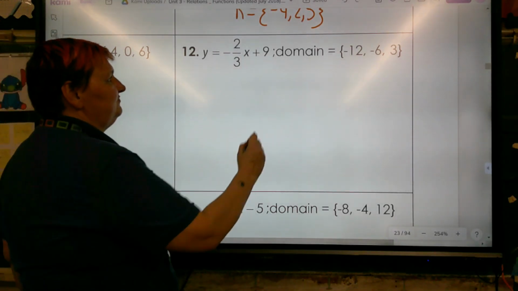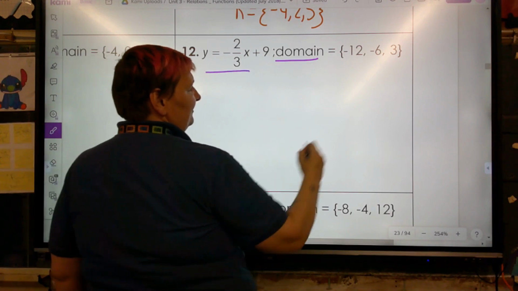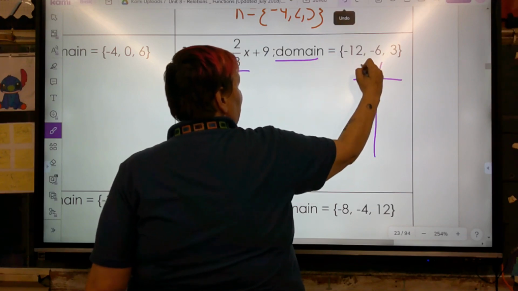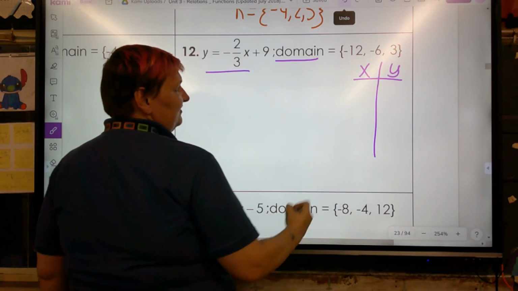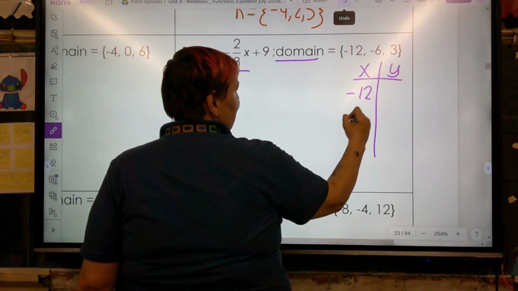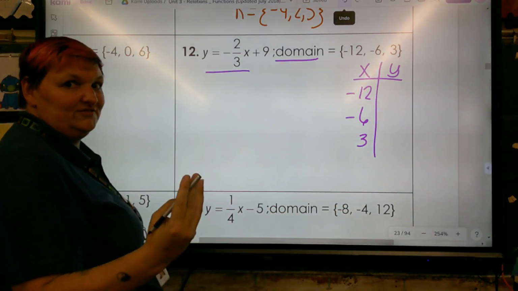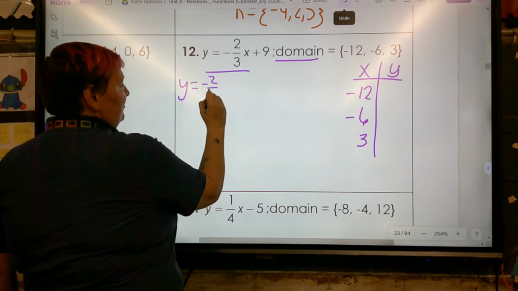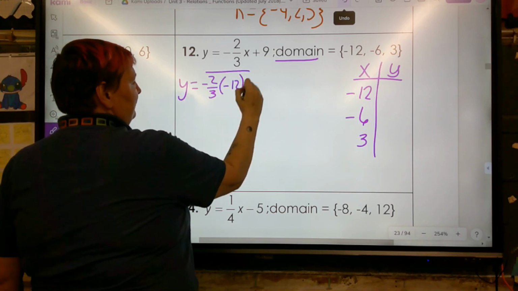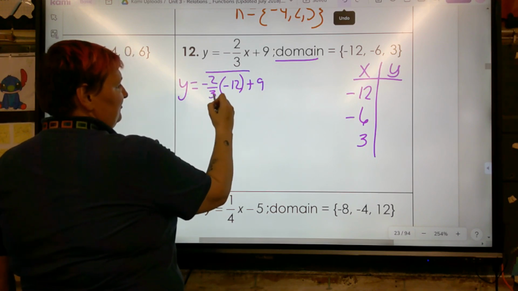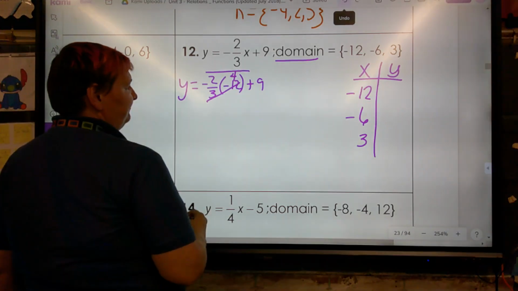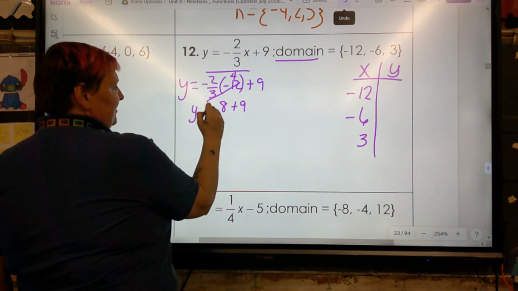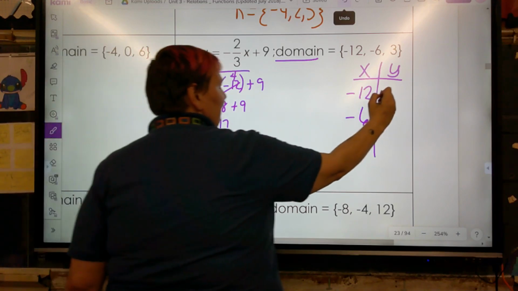Let's keep going. Domain, function. Create your table. This is your x values. These are your y values. Right? Your x values are -12, -6, and 3. Again, you only have to do it 3 times. So y equals -2/3 times -12 plus 9. 12 divided by 3 is 4. -2 times -4 is 8. So y equals 8 plus 9. Y equals 17.